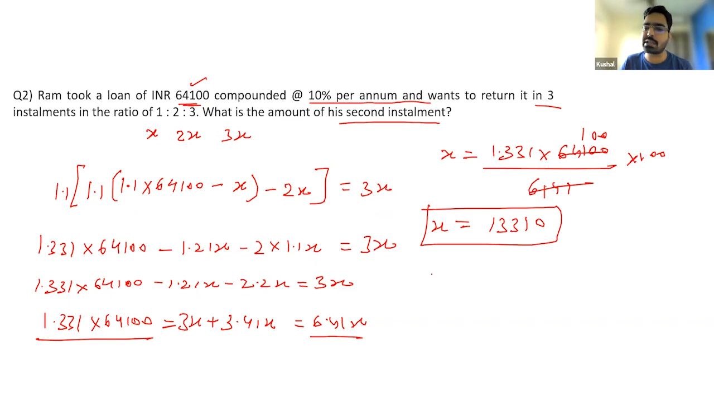Remember, you need to give the answer as 2x and not x. So if you look at this, this will be 26,620 as the answer for this question. So this should be the second installment.